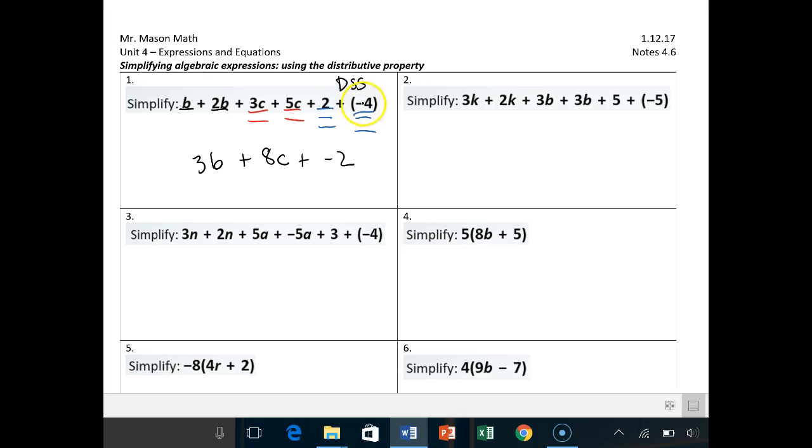This is different signs subtract, so you keep the sign that has more. Alright, number 2, 3k and 2k, 3b and 3b, and then 5 and -5. So 3k plus 2k is 5k. 3b plus 3b is 6b, and then 5 plus -5, again, DSSM, different sign subtract, keep the one that has more, but 5 minus 5 is 0, so we don't put down plus 0, you just leave it as this. So those cancel out because they're 0.